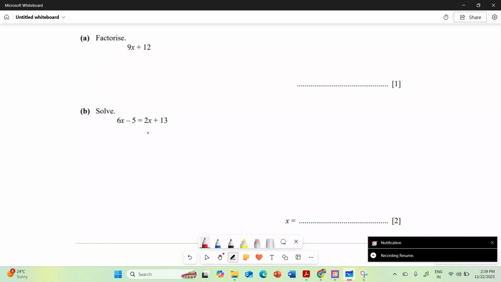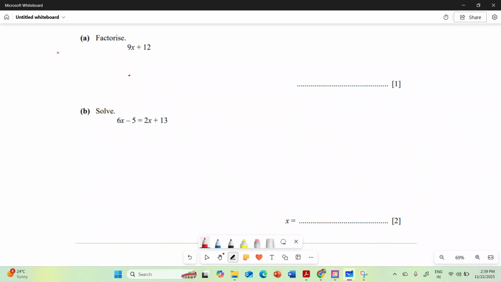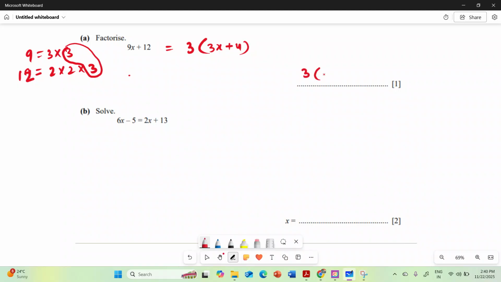Here this is the question from factorize. Here 9x plus 12. So the HCF of 9 and 12. 9 is a multiple of 3 into 3, and 12 is a multiple of 2 into 2 into 3. So only 3 is common. Now inside the bracket you can check, here 3x and here 4. So the final answer is 3 times 3x plus 4.